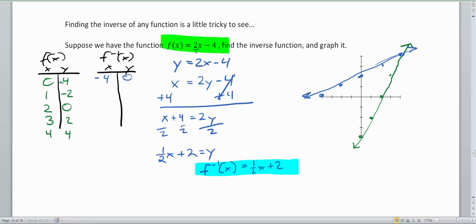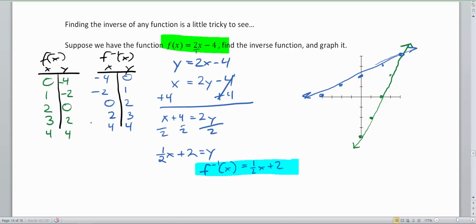Negative 4, 0. Looking at the green dot over there too at the same time. Okay, and my next dot was going to be negative 2, 1. Negative 2, 1. Okay, then the next dot's going to be 0, 2. Oh, interesting, right? Is the next dot 2, 3, and 4, 4? What do you notice between these dots over here and these dots over here?